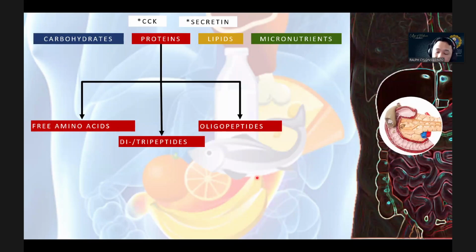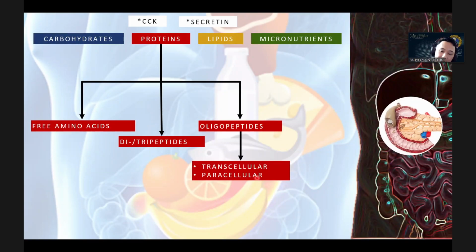And then you also have your oligopeptides. So for oligopeptides, this is a somewhat bigger molecule. So it can be absorbed via endocytosis or a paracellular route.